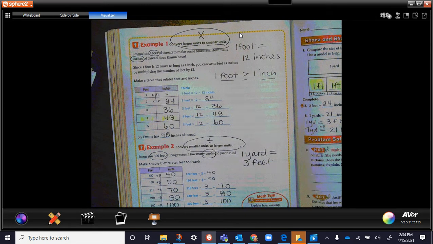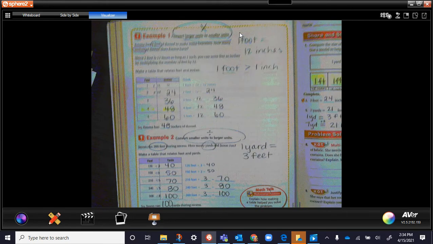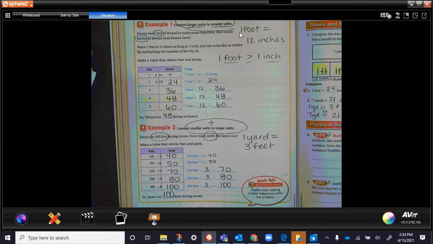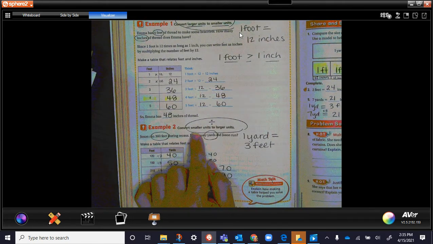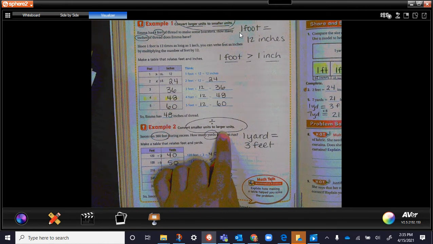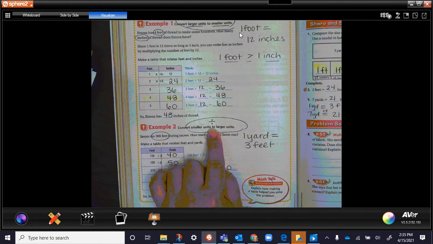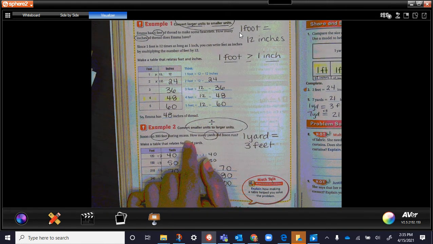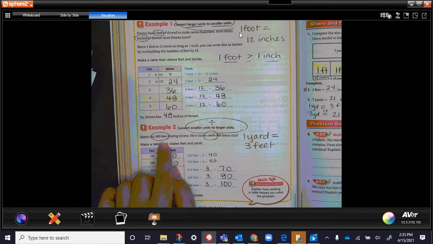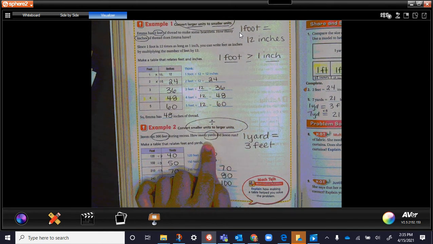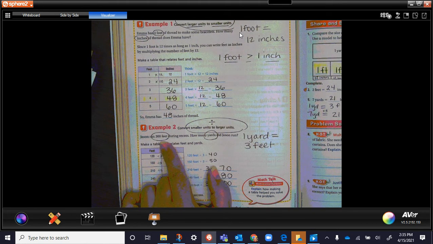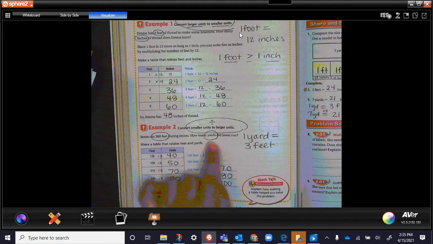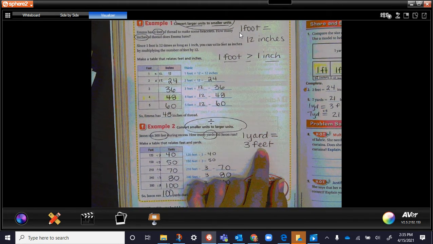On this next example, we're moving from a smaller unit to a larger unit, so we're doing the opposite. We're using division. It says Jason ran 300 feet during recess. How many yards did Jason run? Here we're using feet and yards. We identified the 2 units and found the conversion. We said that 1 yard is equal to 3 feet.